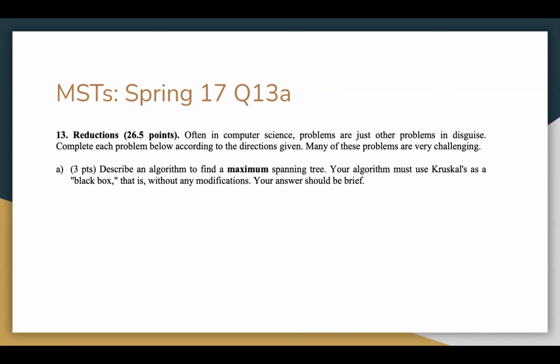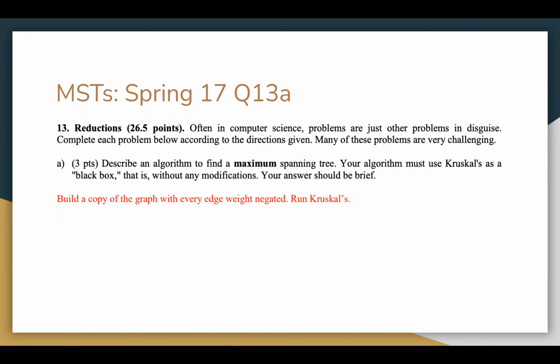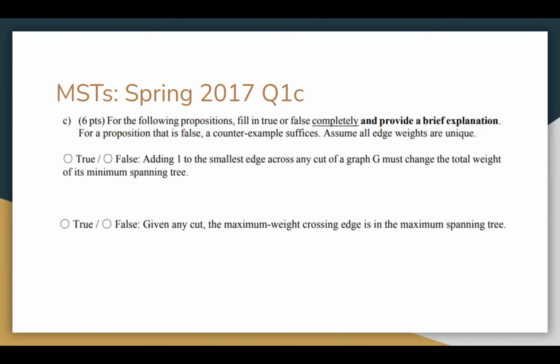So for this question, anybody has any ideas for this one? Okay, so since Kruskal's basically finds a minimum spanning tree by ordering the edges in increasing order, and we've been asked not to modify Kruskal's, what you can do is negate every single edge weight and then run Kruskal's, and that's basically going to get you a maximum spanning tree.